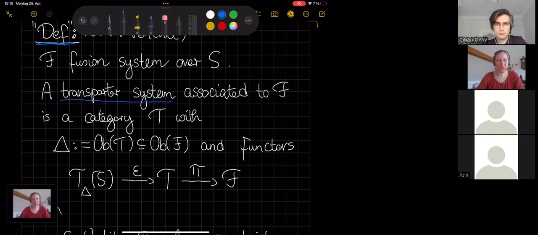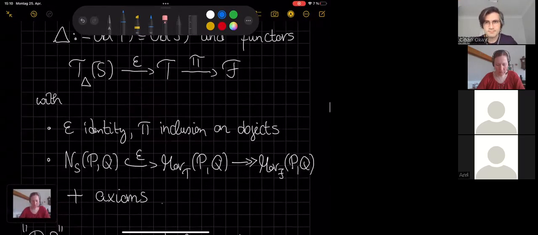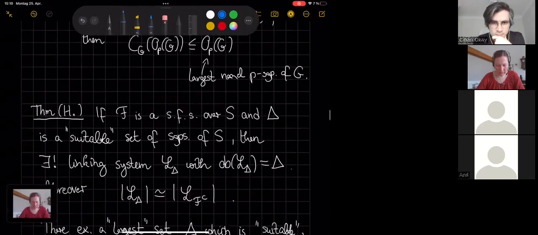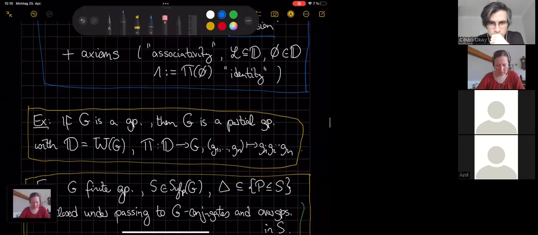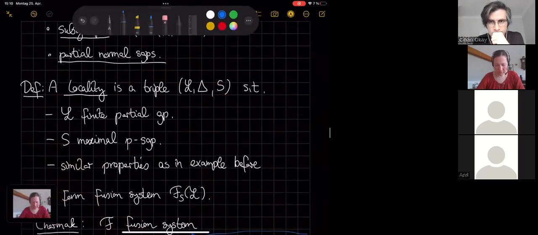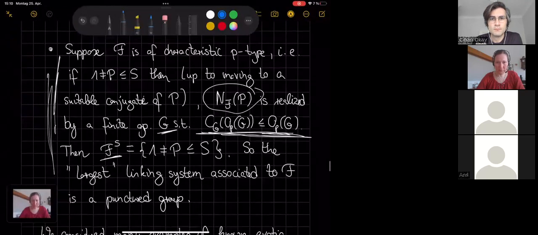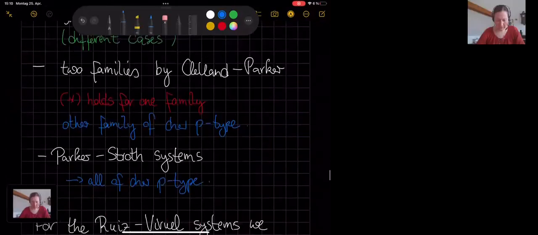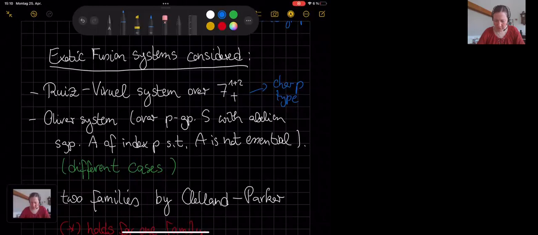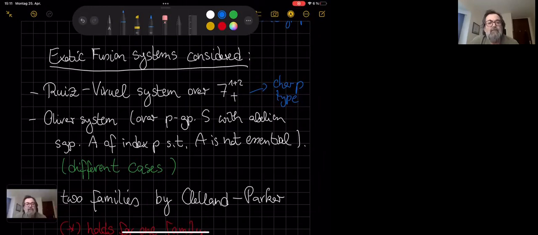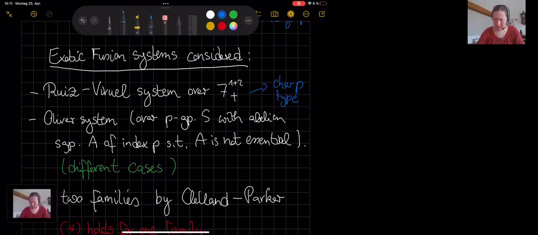No, actually, also for the punctured groups, we can show that there can be several. Particularly, we looked at these Ruiz-Viruel examples. They classified groups over extraspecial groups of order p to the 1 plus 2, and exponent p. For the prime 7, they found exotic fusion systems. But also for p equals 3, the story is more interesting because some sporadic groups crop up here. I don't remember right now which ones.